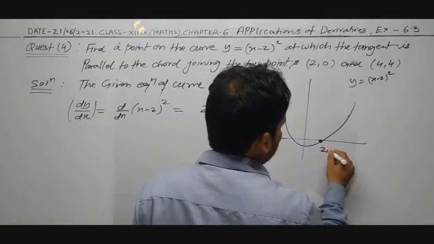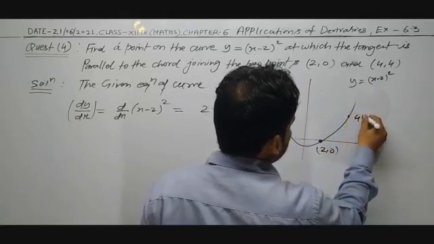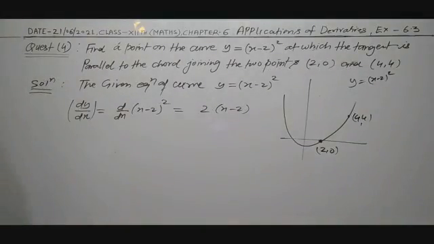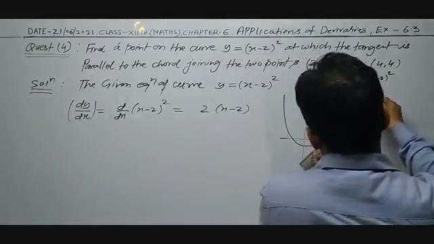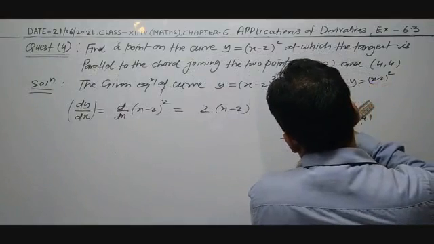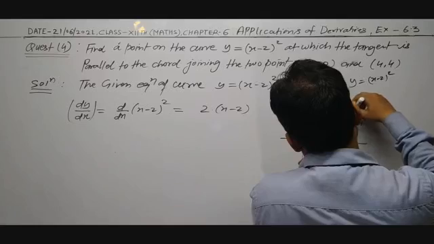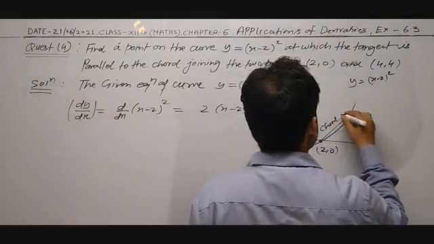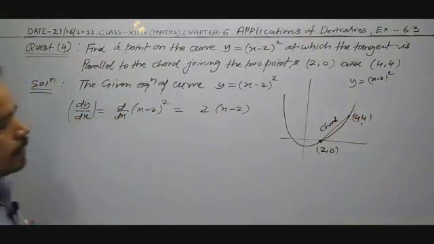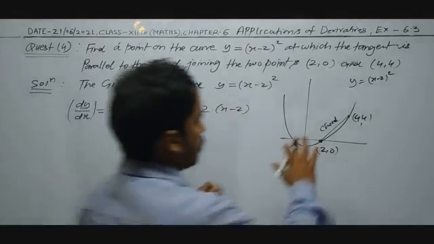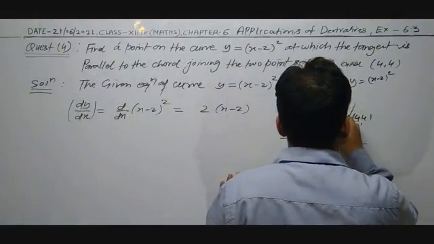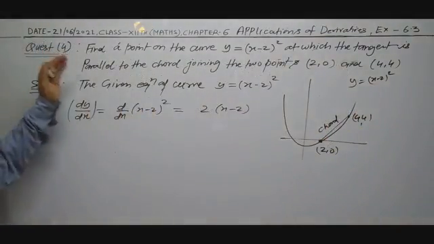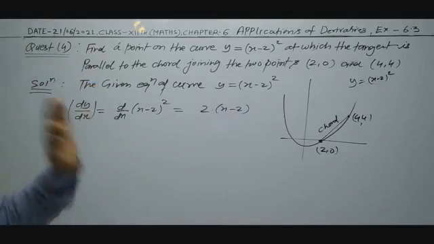So this is the point (2, 0) and this is the point (4, 4), and when you join these points you will get the chord. This is the chord, and we have to find a point on the curve where the tangent is parallel to the chord.